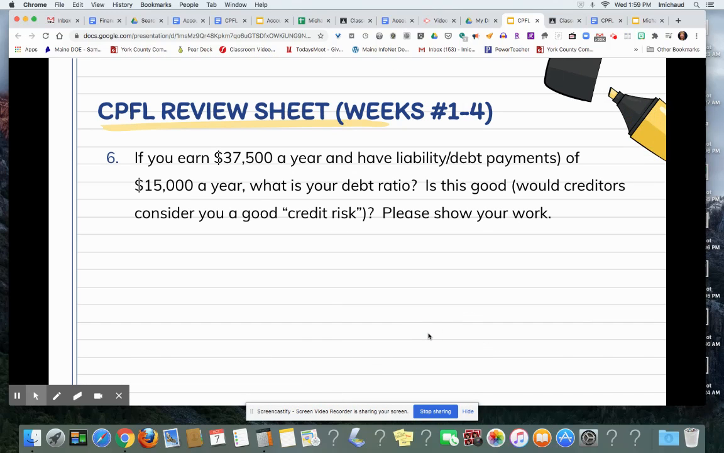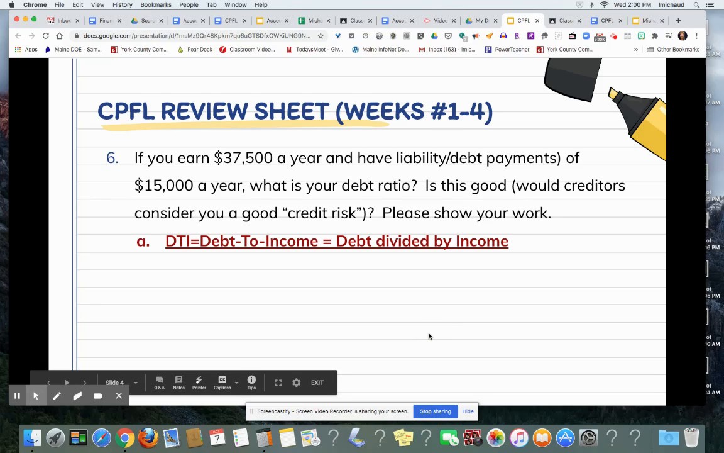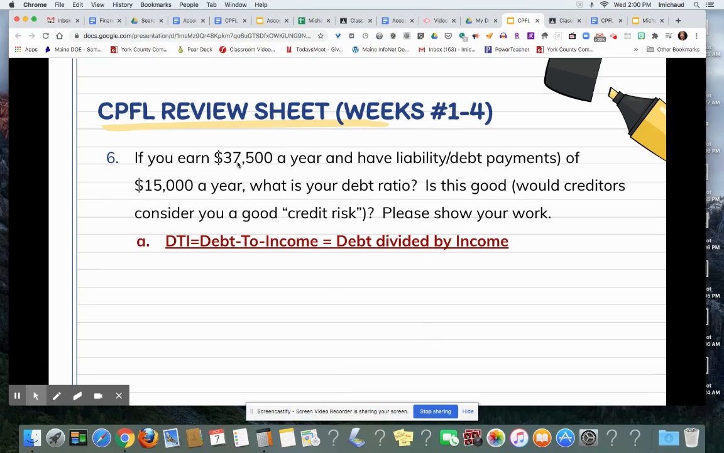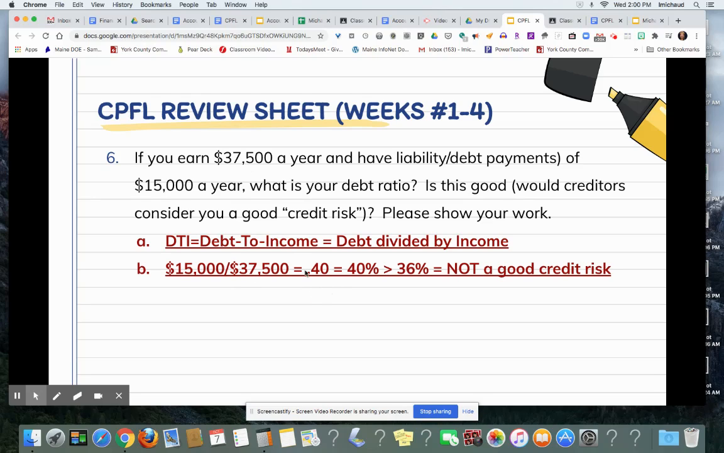Okie dokie. Number 6, if you earn $37,500 a year and have liability debt payments of $15,000 a year, what is your debt ratio? Is this good? Would creditors consider you a good risk? Please show your work. So DTI stands for debt to income. So it's debt divided by your income. So we have debt here, according to this, of $15,000, and your income is $37,500. So it's your debt, $15,000, divided by your income of $37,500. So that's equal to 0.4.